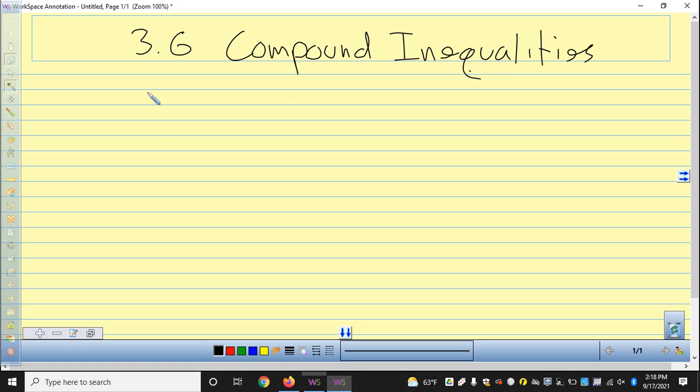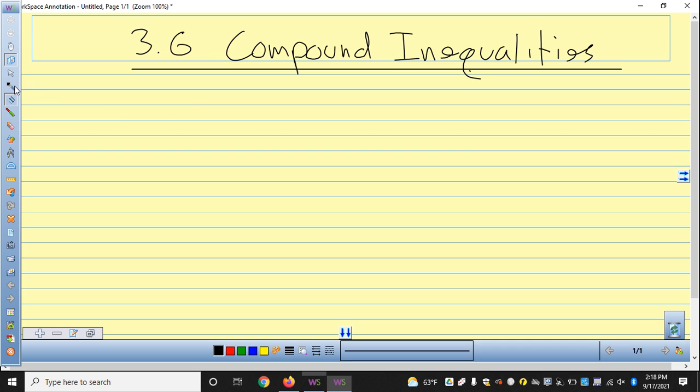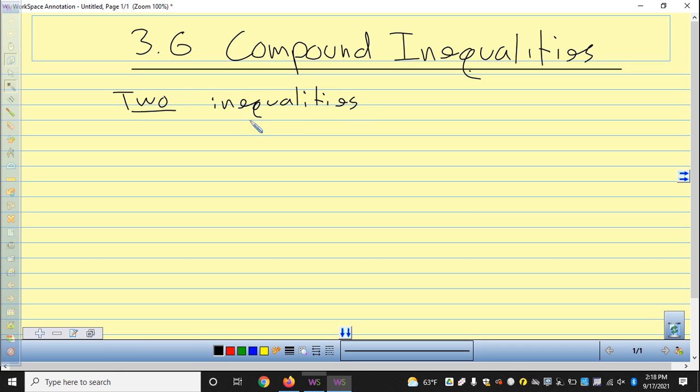All right, so a compound inequality is made up of two inequalities and we hook them together, we join them with "and" or "or". So we talk about "and" inequalities and "or" inequalities.